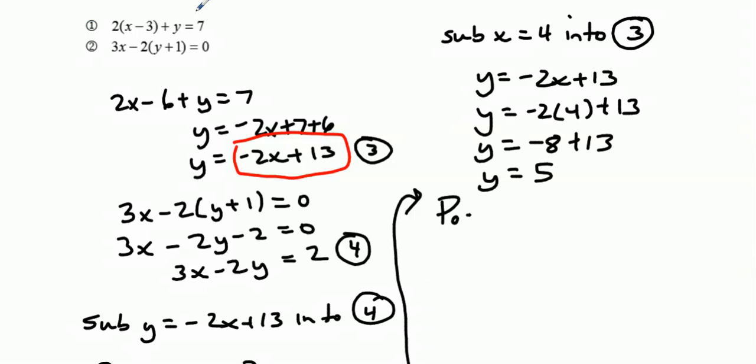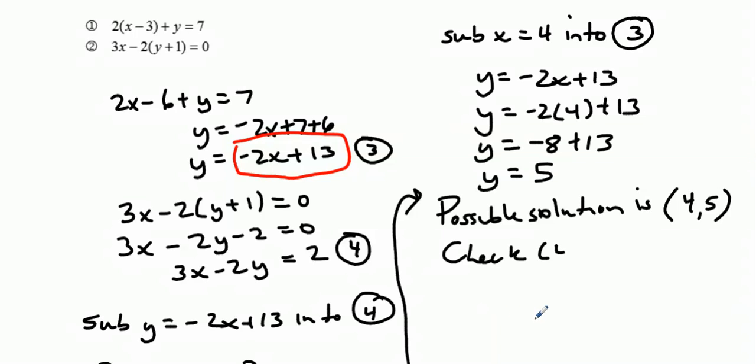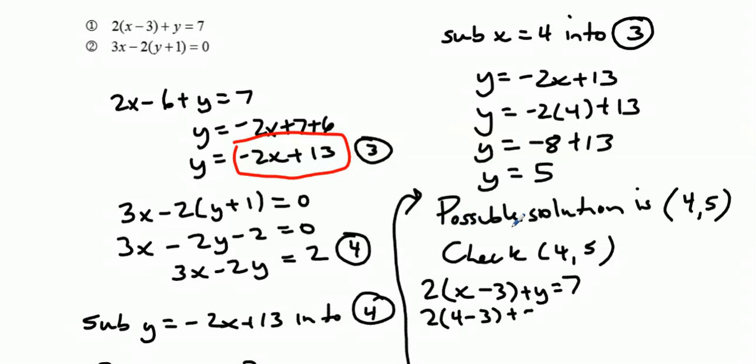So a possible solution is 4, 5. We need to check. So let's just check 4, 5. So the first equation, this is where we absolutely have to use our originals, even if they're messy. So I'm rewriting out the first one. And this is going to be 2 times 4 minus 3 plus 5 equals 7.